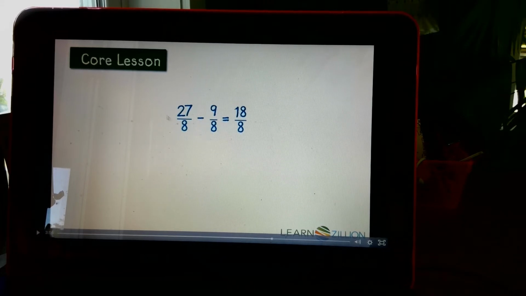Okay, now that you have converted both of those mixed numbers into improper fractions and they both have the same denominator, you can actually just move 8 over. The denominator is going to stay the same, and you are going to subtract just the numerators now. So 27 minus 9 is 18. However, you cannot leave 18 eighths like that. You must convert it back into a mixed number.